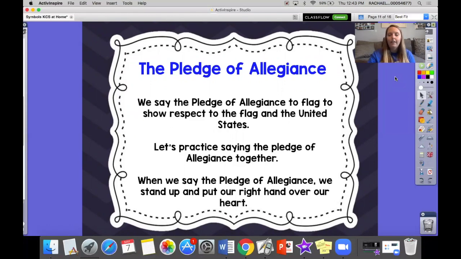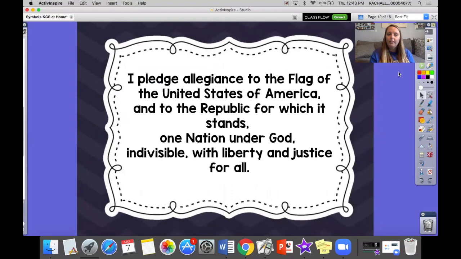Are you ready? I want you to stand up. When we say the Pledge of Allegiance, we stand up. We take our right hand, so the one that makes the backwards L, the right hand, and we put it on our heart to show that we are showing respect to the flag and the United States. So go ahead and stand up, put your hand on your heart, and let's practice saying it together.